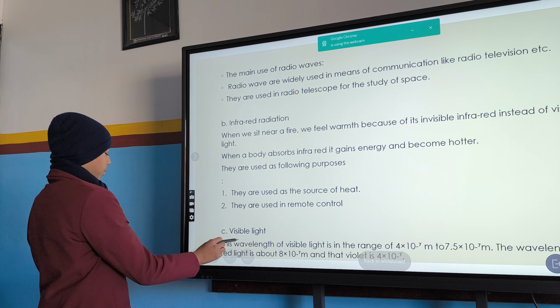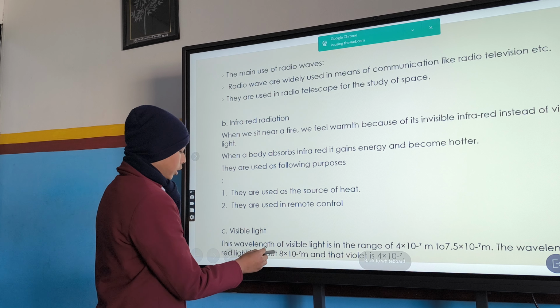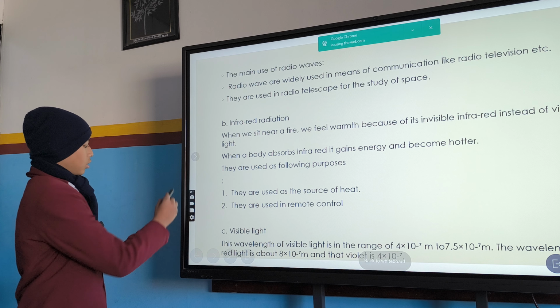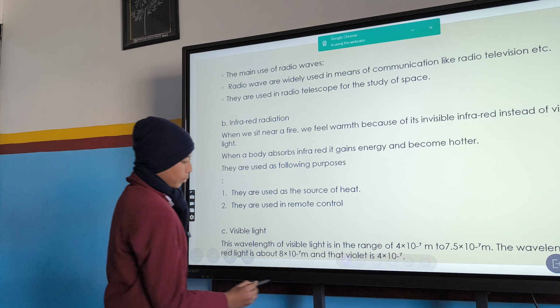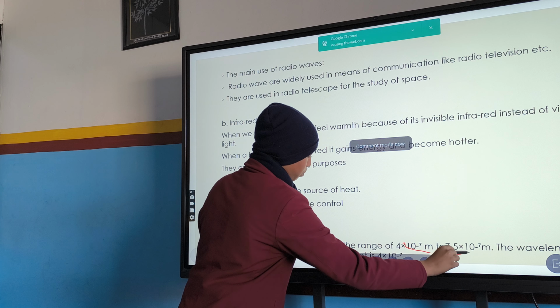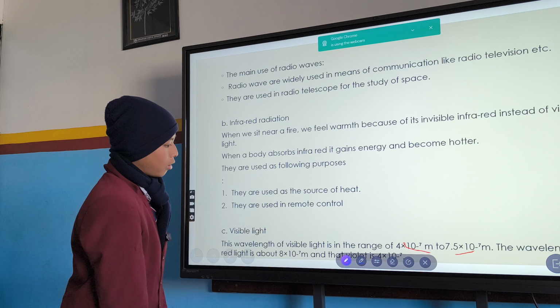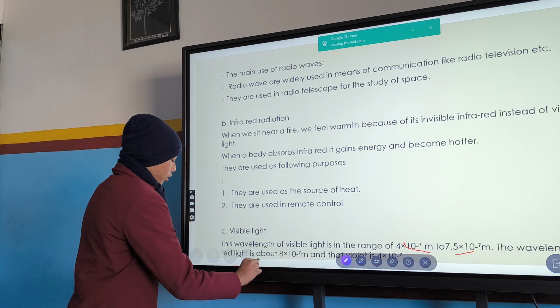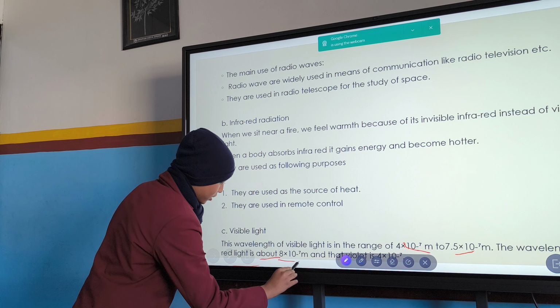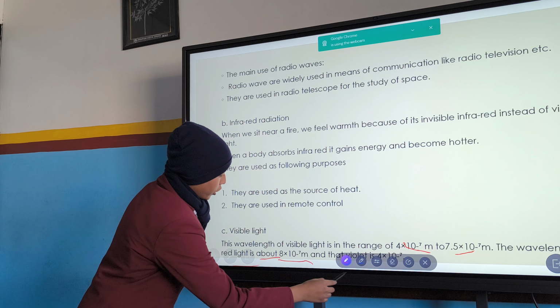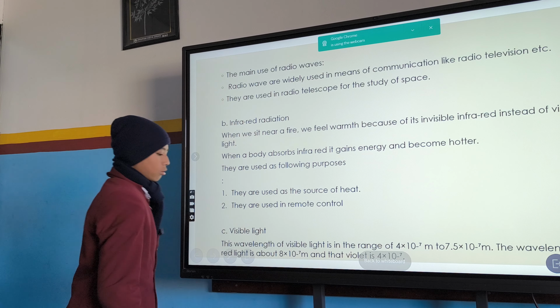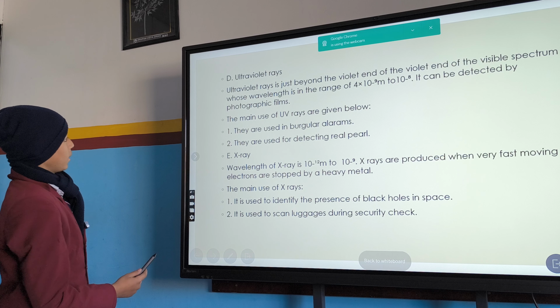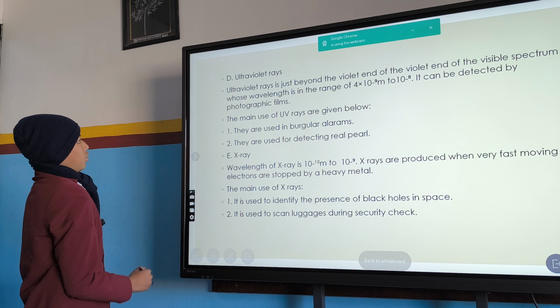Visible light. The wavelength of visible light is in the range of 4 into 10 power minus 7 meter to 7.5 into 10 power minus 7 meter. The wavelength of red light is about 8 into 10 power minus 7 meter, and that of violet is 4 into 10 power minus 7 meter.